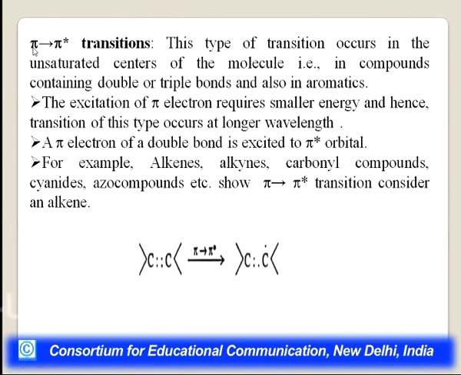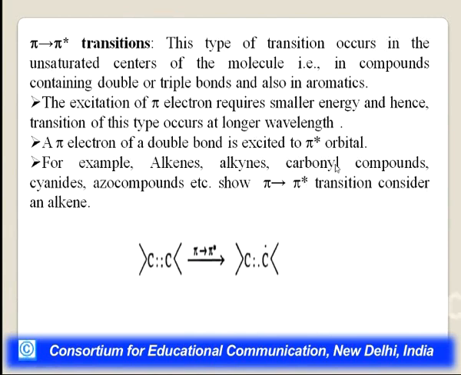Another transition is pi to pi star. This type of transition occurs in unsaturated molecules, for example, when the compound contains a double or triple bond, or in case of aromatic compounds also. The excitation of pi electrons requires smaller energy. Hence, a transition of this type occurs at higher wavelength. A pi electron of a double bond is excited to a pi star, or we can say pi star anti-bonding orbital.